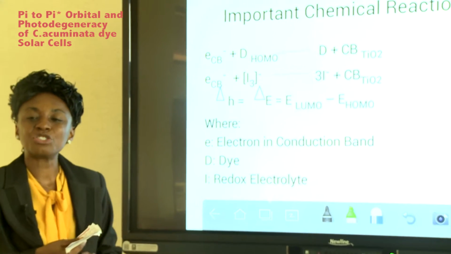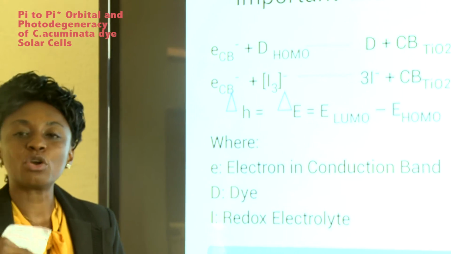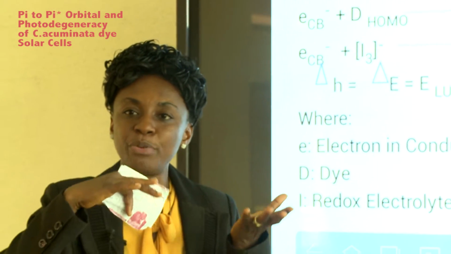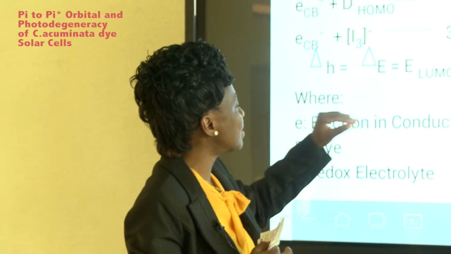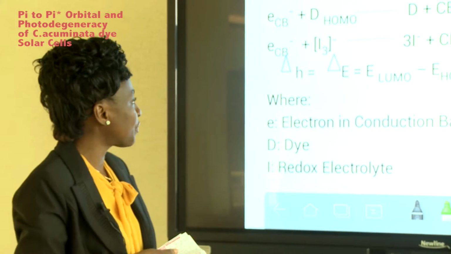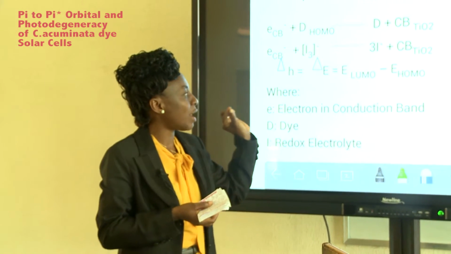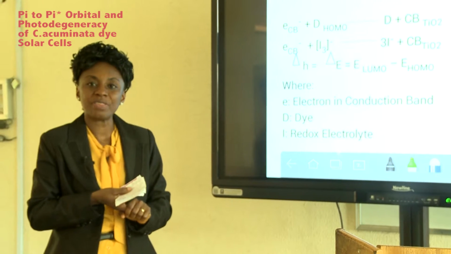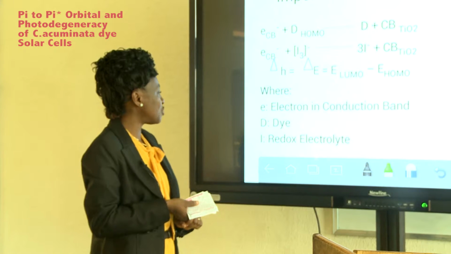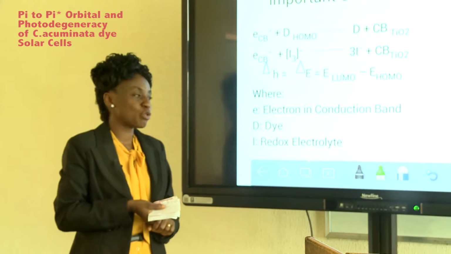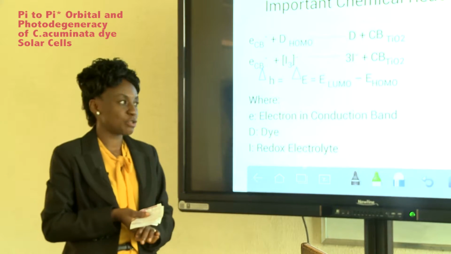That has to do with the transition. The transition has to do with the energy difference between the different energy bands. You have the LUMO, that's the lowest unoccupied molecular orbital. And the difference between that and the energy in the highest occupied molecular orbital, the HOMO, is what gives us the delta H. And this is just introducing my terms. E has to do with the electron in the conducting band. D is the dye. I is the redox electrolyte.